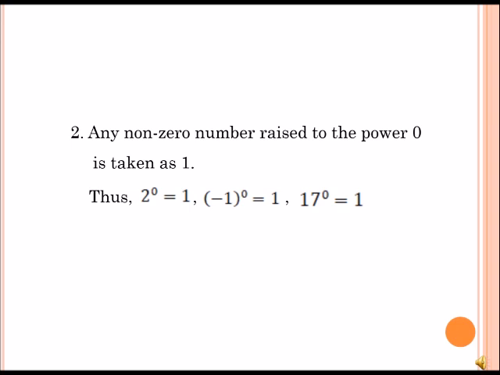Let's see a few examples. 2 raised to the power 0 is equal to 1. Minus 1 raised to the power 0 is equal to 1. 17 raised to the power 0 is equal to 1. So, any non-zero number raised to the power 0 is always taken as 1.